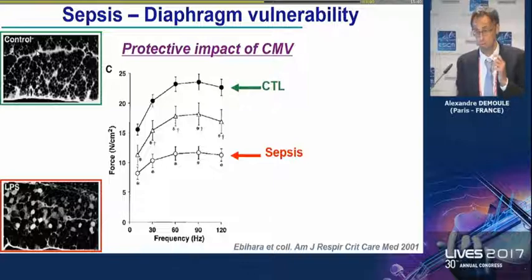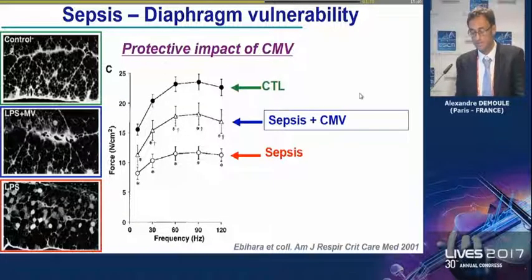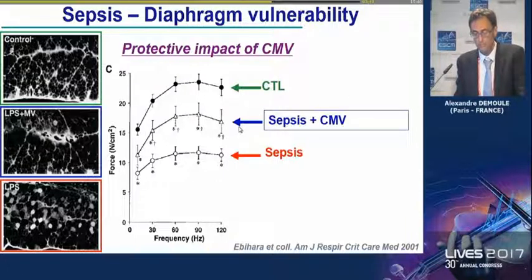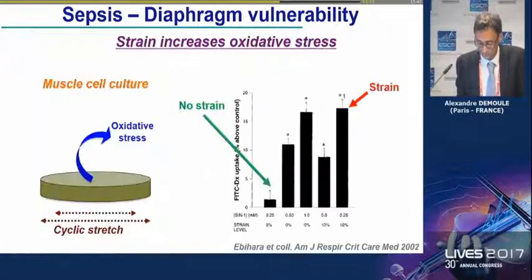But they made a third group. The third group was septic animals, but with mechanical ventilation, to try to answer whether the fact that the diaphragm was contracting in a very septic and inflammatory environment was causing damage. And what they observe is that providing controlled mechanical ventilation at the very early phase of sepsis was partially preventing this sepsis-induced diaphragm injury. So maybe here, spontaneous breathing does bad things.